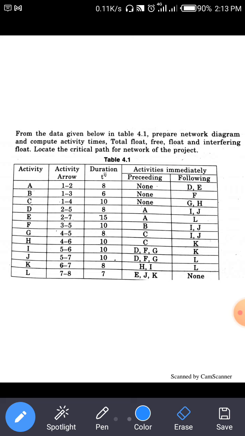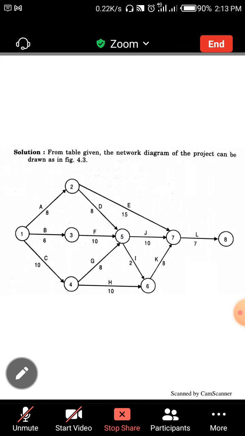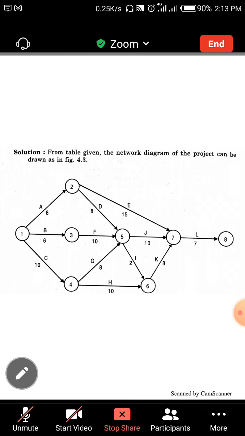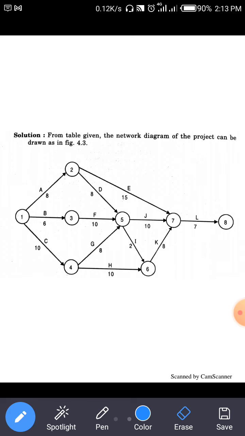From the data, first we draw the network diagram. See this figure. From the table we draw the network diagram. In the network diagram, activity A arrows are 1-2, 1-3 and 1-4. So from node 1, three lines are drawn to nodes 2, 3 and 4: 1 to 2, 1 to 3 and 1 to 4, as per the table.